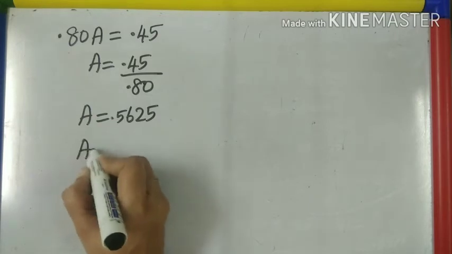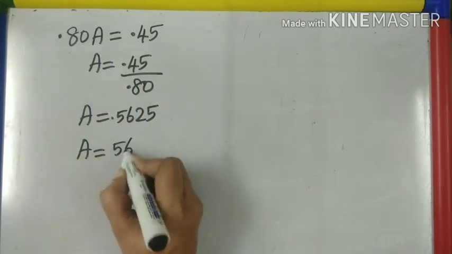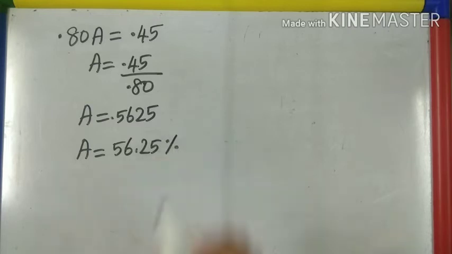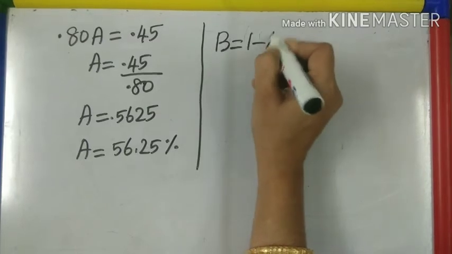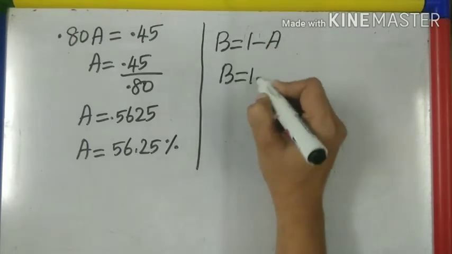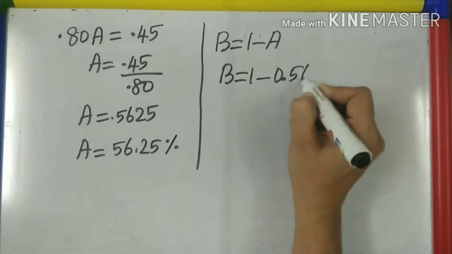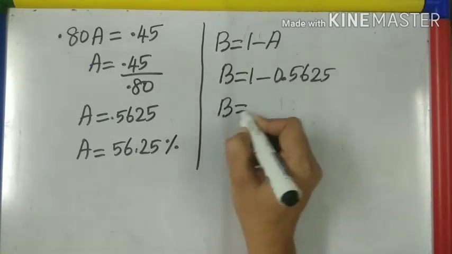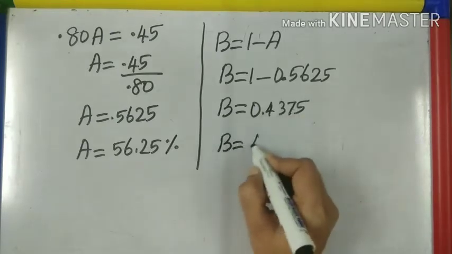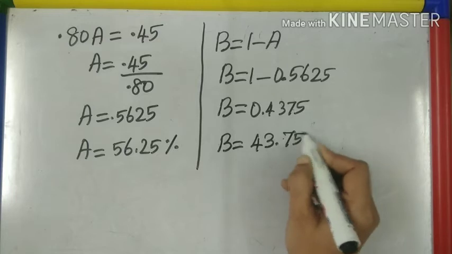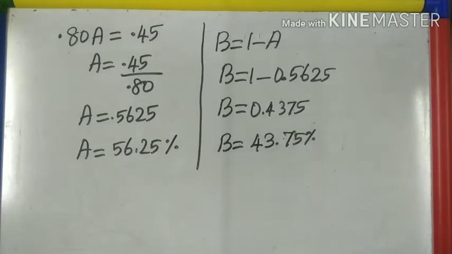0.5625. You can also write the percentage, 56.25 percentage. And what is B value? B equals 1 minus A. B equals 1 minus 0.5625. That is 0.4375. I can equivalently write 43.75 percentage. So at equilibrium, A's share is 56.25 and B's share is 43.75 percentage.